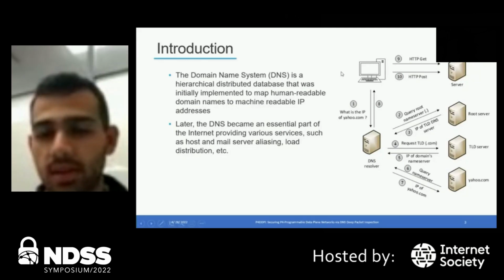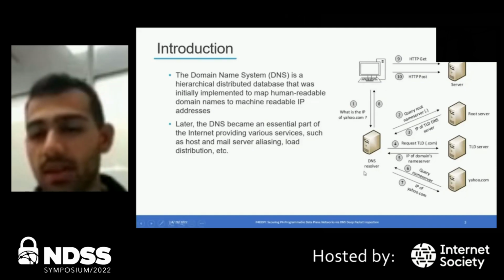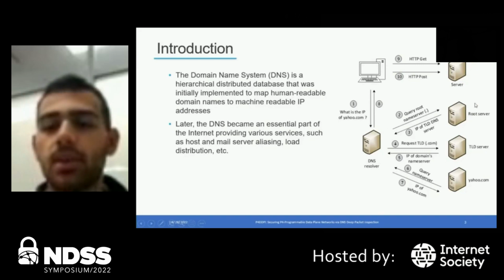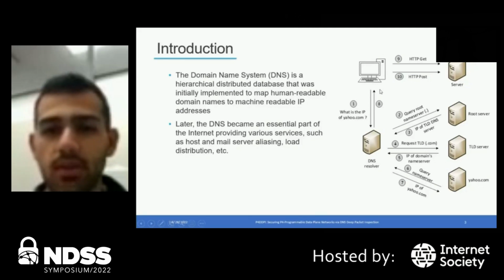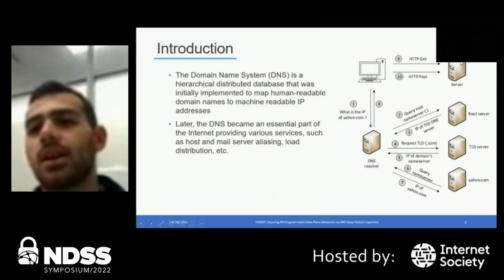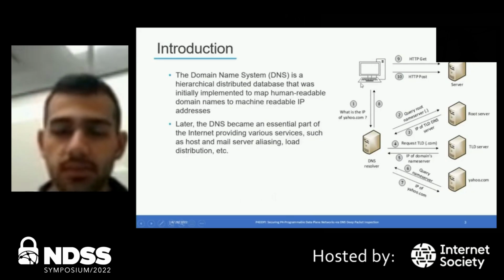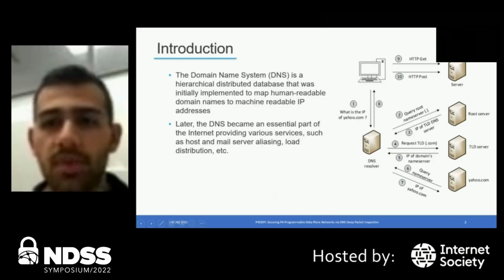On the right-hand side here, we have the high-level mechanism of what happens when you query a certain domain. Basically it will go to the DNS resolver, and then it will go either recursively or iteratively over the root server, top-level domain, and so on, all the way back to the host itself to get the IP address, and then it can query the server itself. That's on a high level, brief.